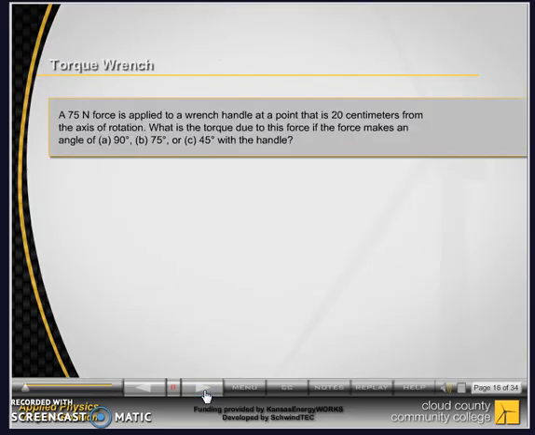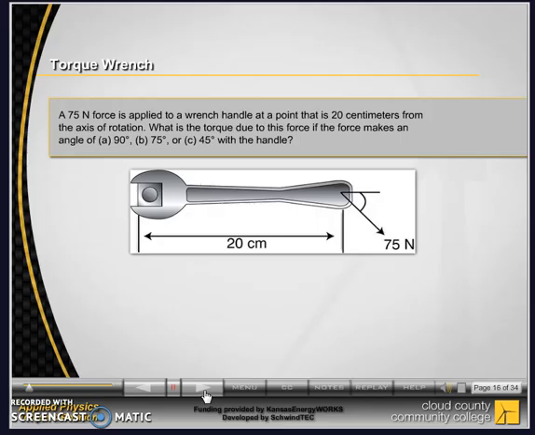A 75 Newton force is applied to a wrench handle at a point that is 20 centimeters from the axis of rotation. What is the torque due to this force if the force makes an angle of A, 90 degrees, B, 75 degrees, or C, 45 degrees with the handle?